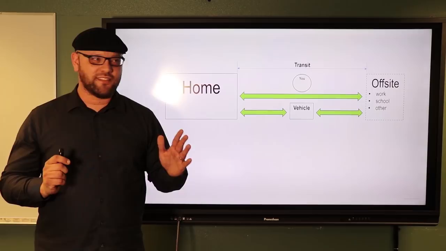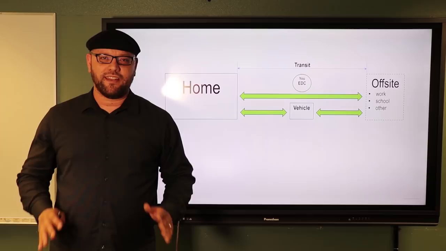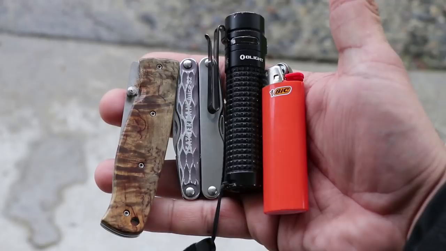So if you don't have an EDC, you should get an EDC. That stands for everyday carry. It stands for the items that you store on your person on a day-to-day basis. At a bare minimum, you should have a flashlight, a multi-tool, some method of starting a fire, and possibly a knife. And that would be your basic EDC that you would store possibly in one of your front pockets.